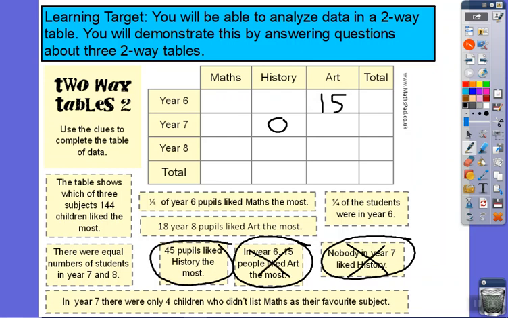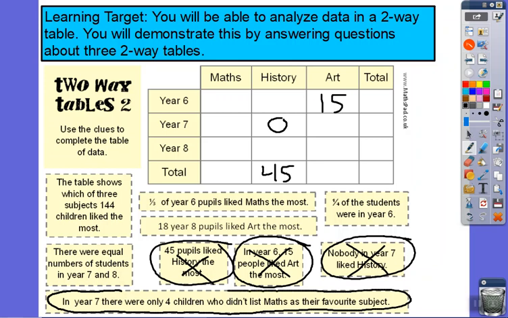45 pupils liked history the most. Now that doesn't say what year, so that has to be the total. So the bottom of history is going to be 45. How about the bottom here in year 7? There were only 4 children who didn't like math as their favorite subject. I'm not sure I can do that one yet, actually. We'll have to come back to that one. There were equal numbers of students in year 7 and 8. I'm not sure about that.